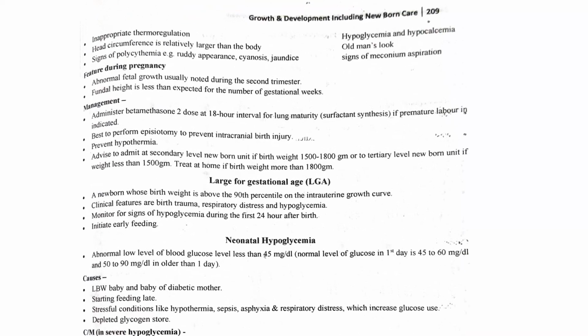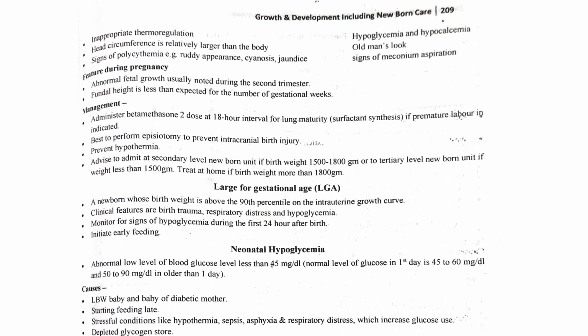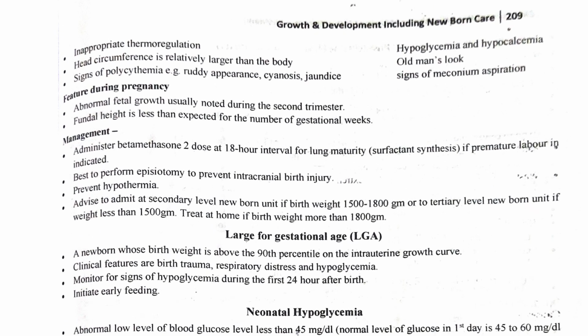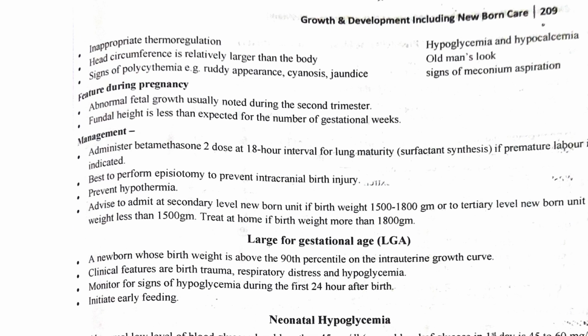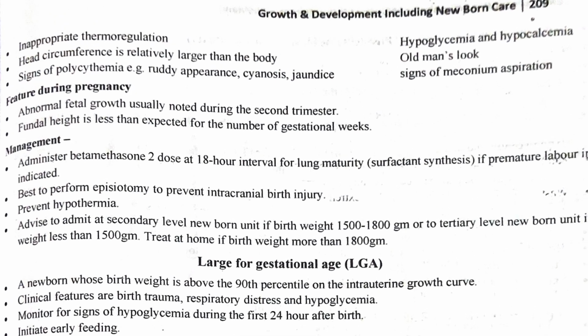Next, inappropriate thermoregulation, hypoglycemia and hypocalcemia. Head circumference is relatively larger than the body. Signs of polycythemia, for example ruddy appearance, cyanosis and jaundice. Signs of meconium aspiration, old man's look, hypoglycemia and hypocalcemia.